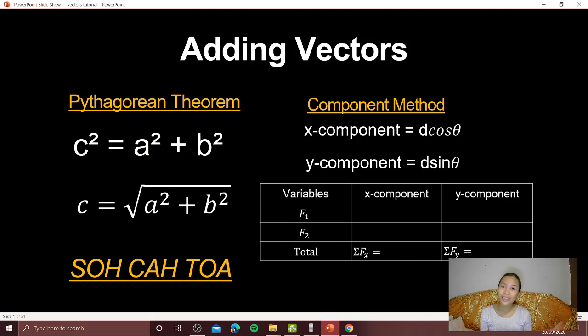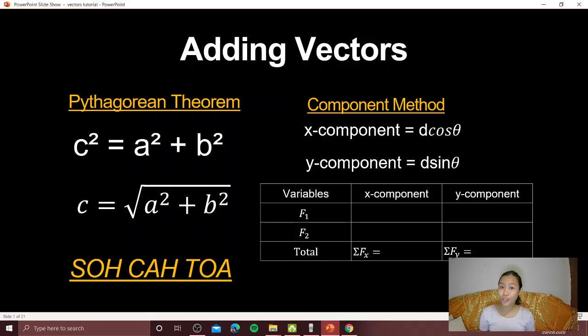Hello everyone! So now we are going to learn how to add vectors using the component method. But before we go to our calculations, let us have a review of what we have discussed in our previous sessions. What I have here are the equations we used last time. We have the Pythagorean Theorem, C is equal to the square root of A squared plus B squared.